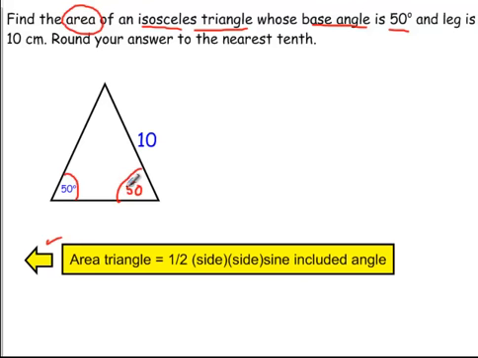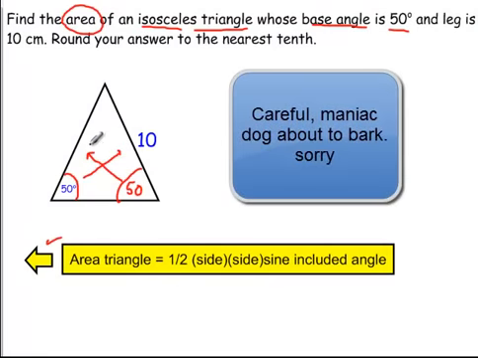If two angles are the same measure, then the sides opposite them are equal. So this is 10.